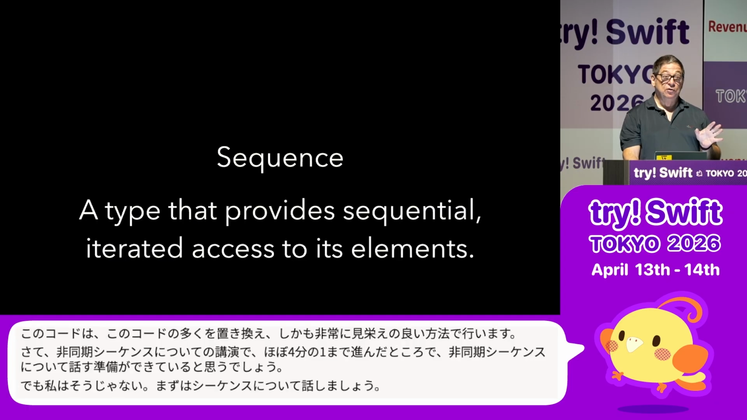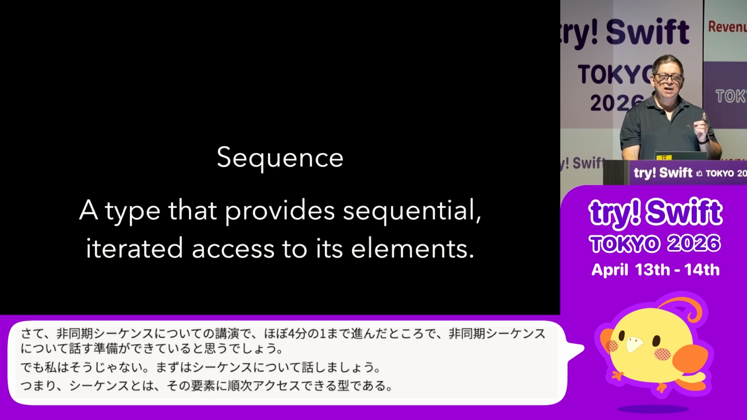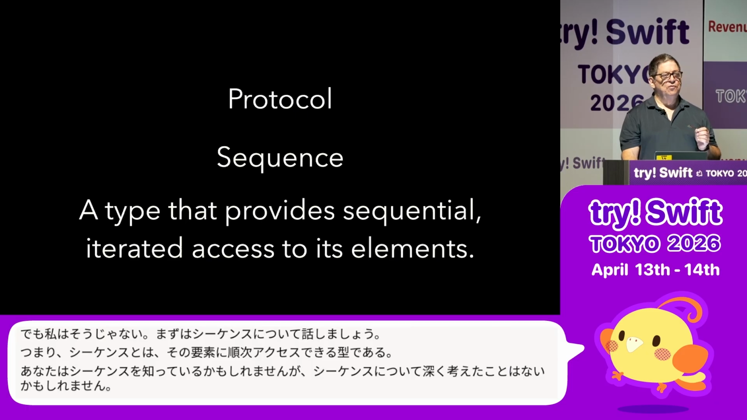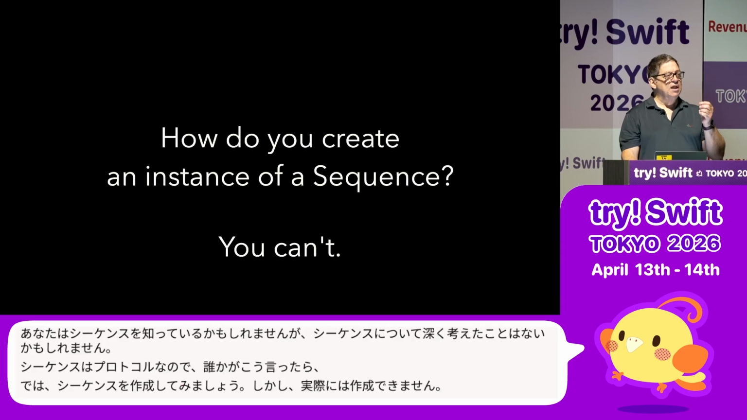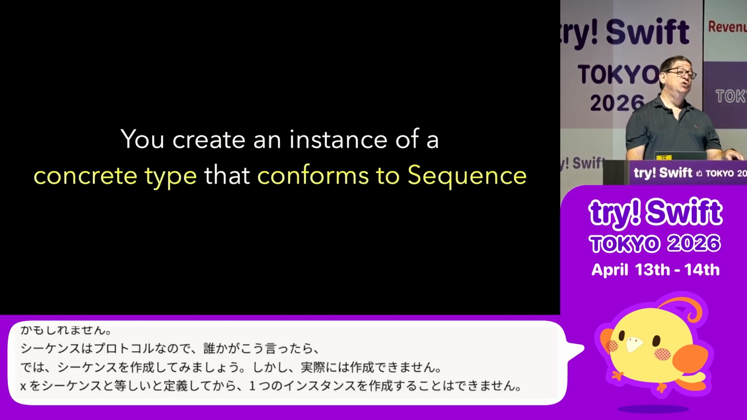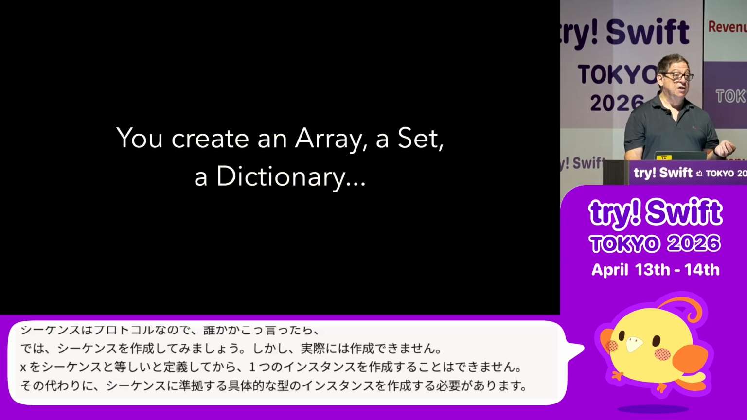So a sequence is a type that provides sequential iterated access to its elements. And you know sequences, but you might not have thought deeply about sequences, because a sequence is a protocol. And so if someone says, okay, go ahead and create a sequence, it turns out you can't. You can't say let x equal Sequence and then instantiate one. Instead, what you do is you have to create an instance of a concrete type that conforms to Sequence. You create an array, a set, a dictionary, anything that conforms to Sequence.